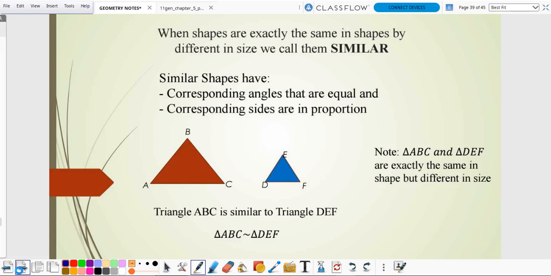So, like I mentioned before, when shapes are different in size, so not exactly the same but the same shape just different size, we call them similar. Similar because they don't quite share exactly the same thing, but there's something about them that's still the same. Similar shapes will always have the same angles. However, the thing that's different is that their sides are not exactly the same.